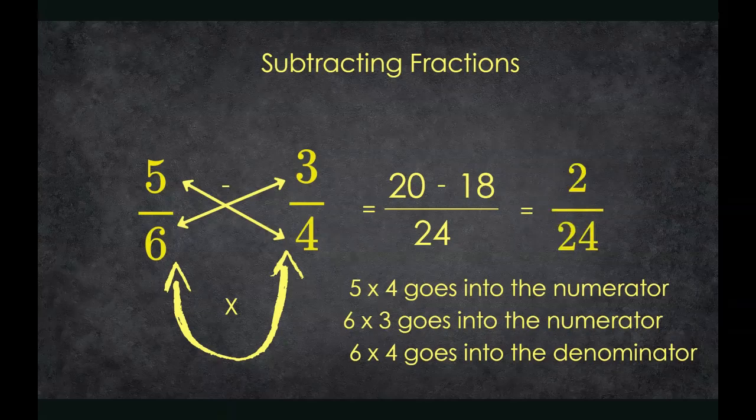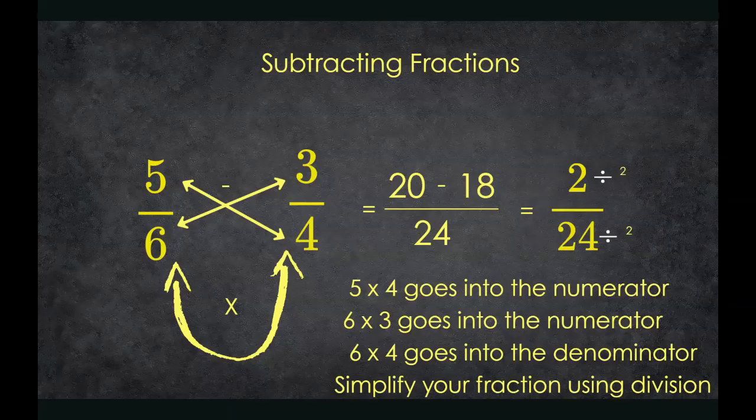2/24. Now, again, I have to simplify. Since these are both even numbers, I know all even numbers are divisible by 2. So I'm going to divide the numerator by 2 and the denominator by 2. That is going to give me 1/12.